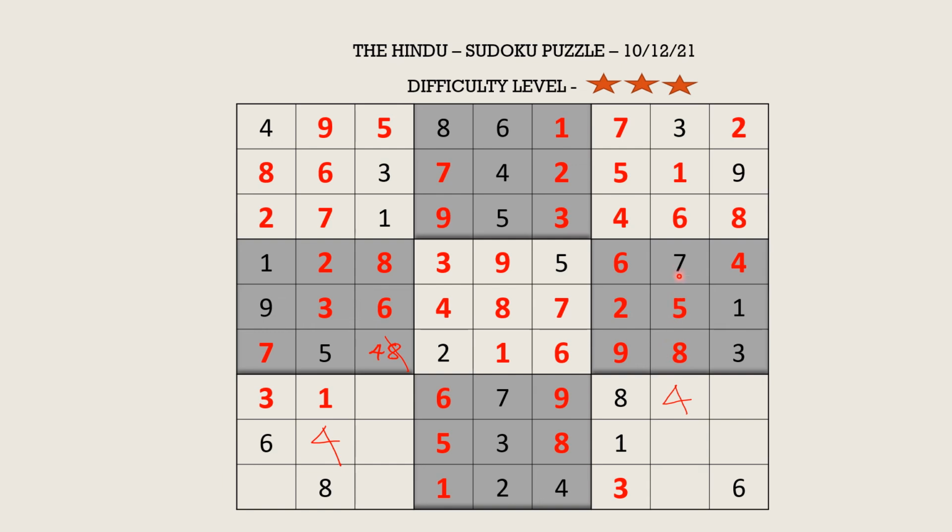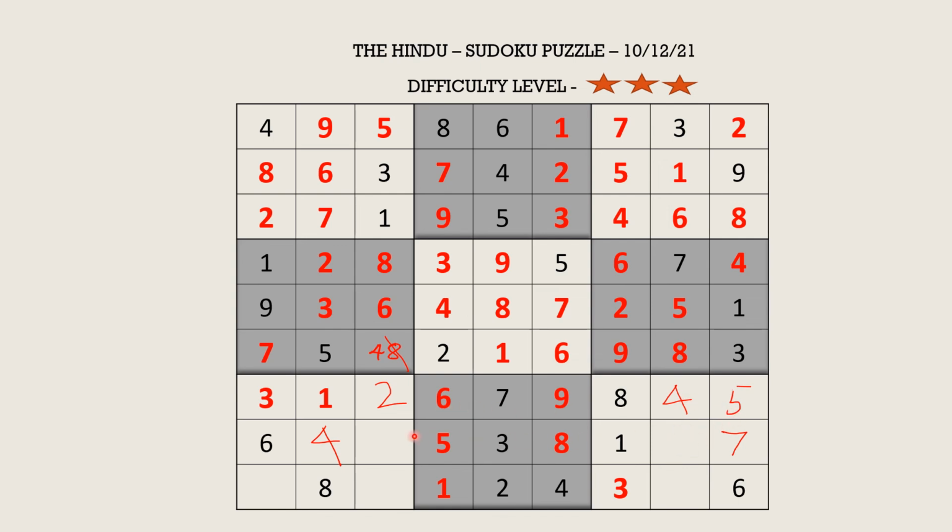Now there is a 7 blocking from here and a 7 blocking here. So this cell takes 7. So this row has only 2 empty cells. The missing numbers are 2 and 5. So here we already have a 2 blocking. So this becomes 5 and this becomes 2.